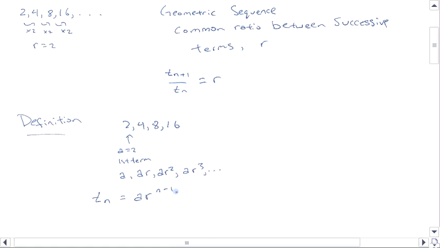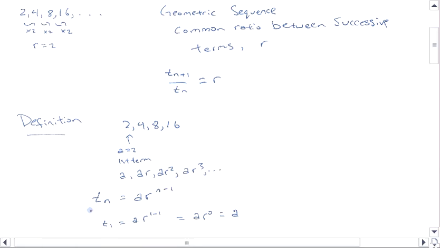Now why to the power of n minus 1? Well, that's because when we put in T1, we want to get A. So T1 is equal to A times R to the power of 1 minus 1. That's R to the power of 0, and any number to the power of 0 is always 1. So this gives us A. That's why we need to put in that power of n minus 1 there. If you didn't follow that, again, it's not really that important, but I like to do it anyway.